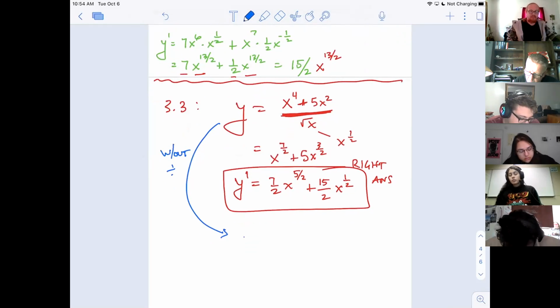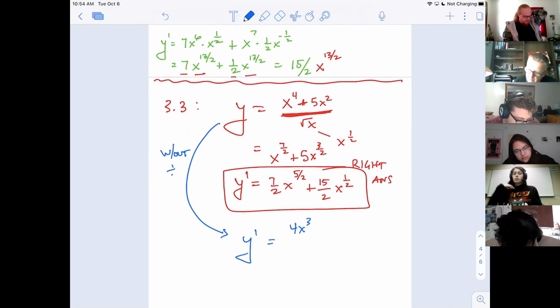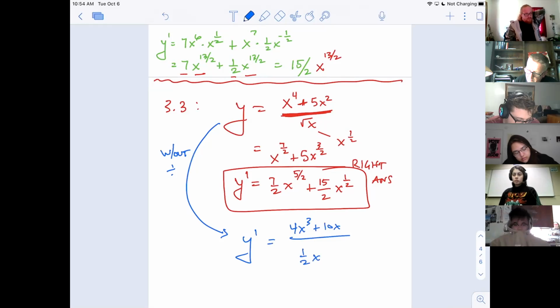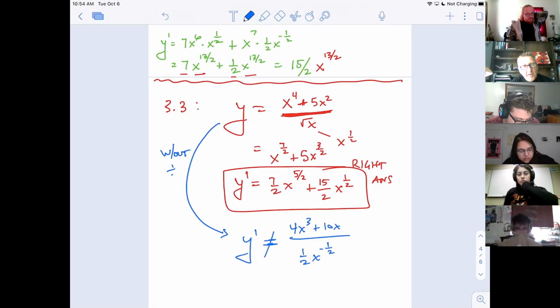Again, I wish it was true that you could just say, well, the derivative of the top is 4x cubed, the derivative of 5x squared is 10x. There's the derivative of the top, done. Derivative of the bottom is 1/2 x to the negative 1/2. But you should understand from what we just saw that that's surely not going to work. I mean, I wish it did. But the derivative of junk times junk was complicated. So isn't the derivative of junk divided by junk going to be complicated?